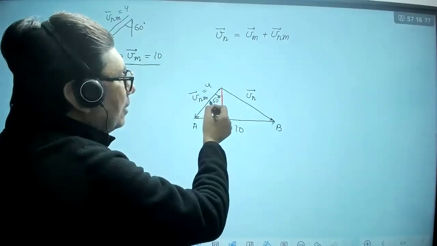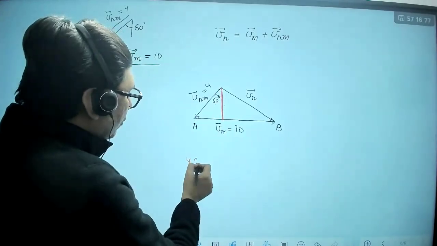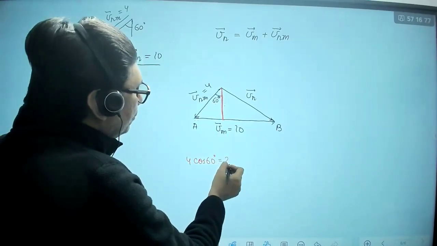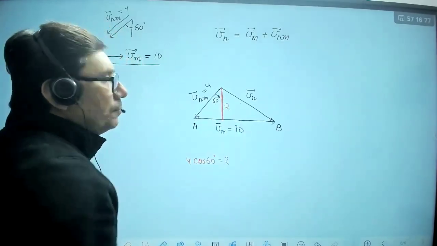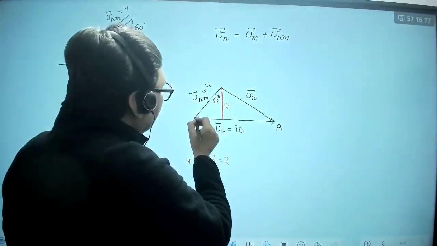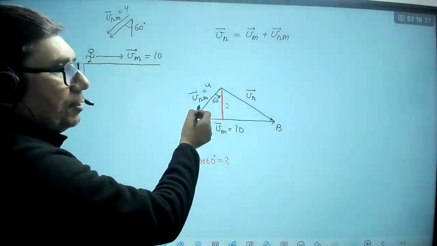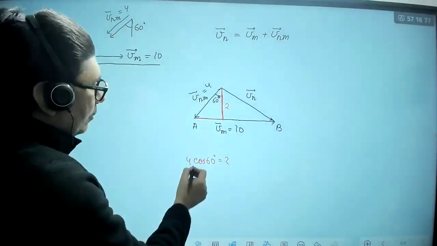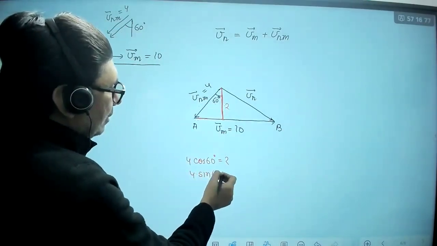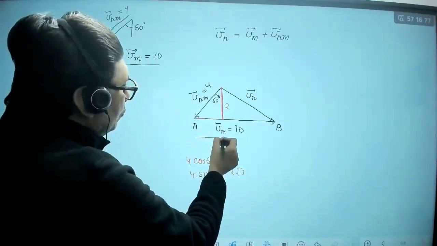Okay? So how much will this be? This side will be 4 cos 60. So how much will be 4 cos 60? Cos 60 is 1 by 2. So this will be simply 2. So this side is 2. What will be this side? This one, how much will it be? This will be 4 sine 60. So sine 60 is root 3 by 2. So this will be 2 root 3. So this side will be 2 root 3.